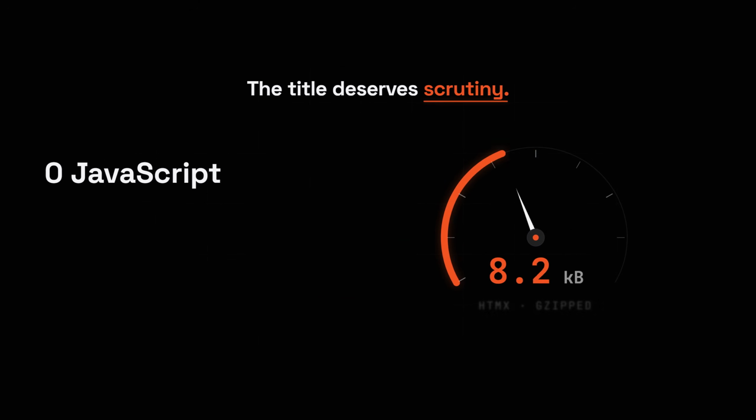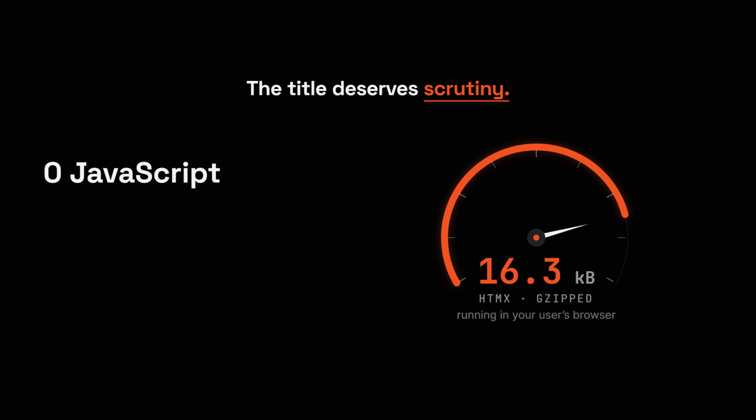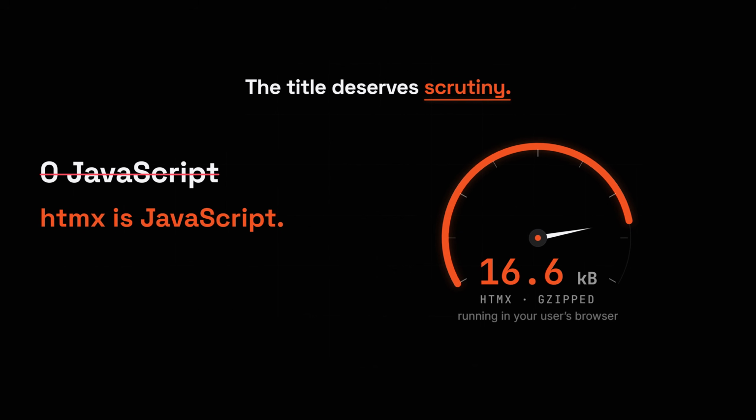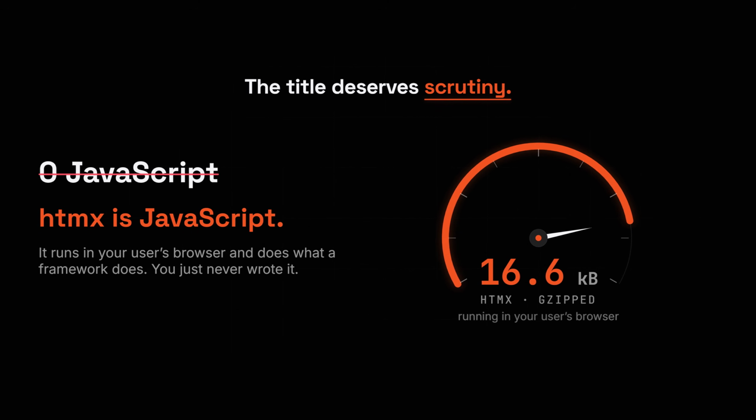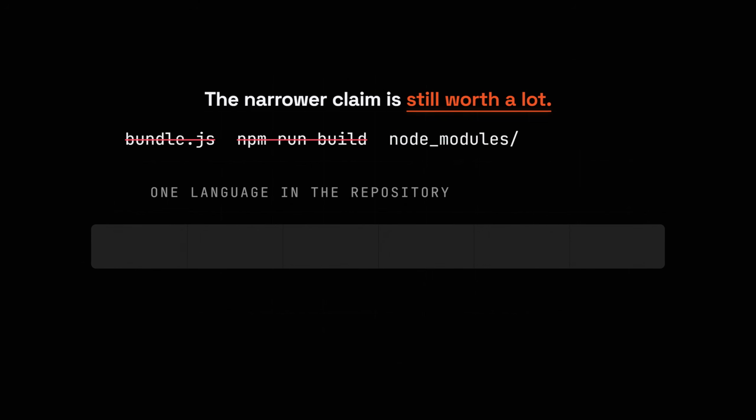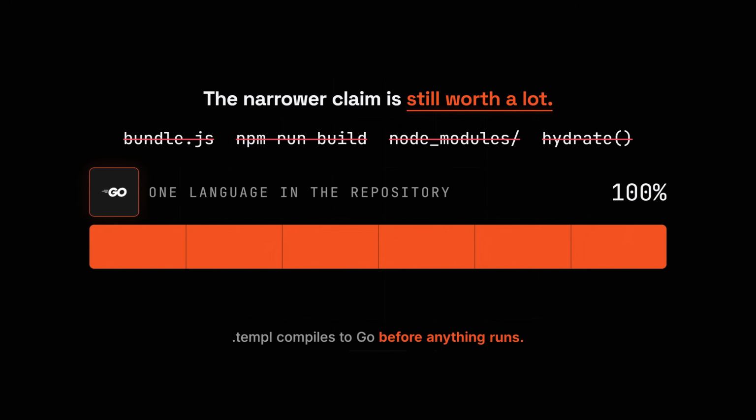So let's audit the title, because zero JavaScript deserves scrutiny. HTMX is JavaScript. 16.6 kilobytes of it, running in your user's browser, doing what a framework does. It just isn't code you wrote or maintain. The accurate version of the claim is narrower and still worth a lot. No bundle you author, no client build step, no node_modules, no hydration pass, and exactly 1 language in the repository.